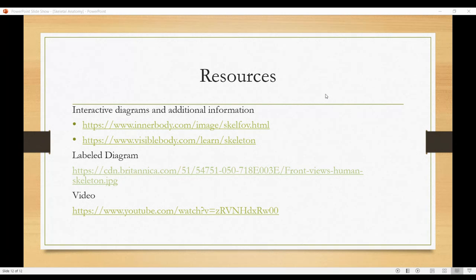Now, I encourage you and highly recommend that you go through some of these resources. So the first 2 websites here have some interactive diagrams. You can really zoom in and look at some of the smaller bones and their articular surfaces. You can zoom out and get a bigger picture of where everything falls, how the body moves based on where those bones are placed. If you want a really good diagram that's labeled, has some anterior and posterior views of the skeleton, this Encyclopedia Britannica link here is awesome. It's a really good picture.